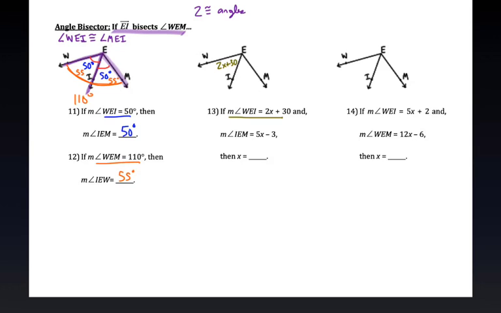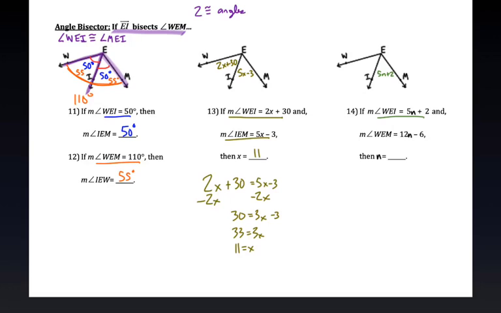On number 13, when it tells you the smaller part is 2x plus 30 and that the other part is 5x minus 3, those two things are equal because of the angle bisector. Set them equal and solve. I got that x is equal to 11. Be a good idea to plug them in and make sure that they work.